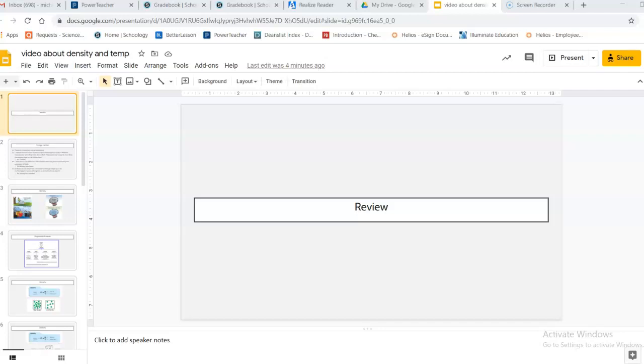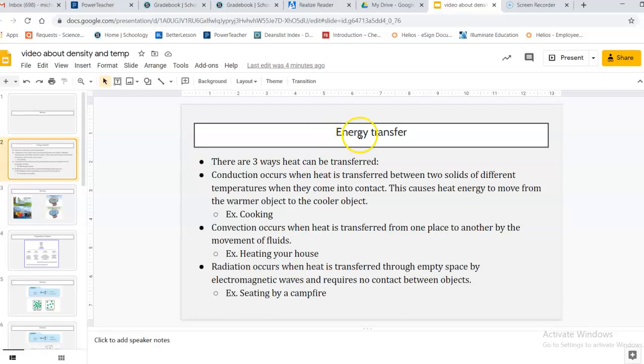In this video, I'll talk about density, temperature, and buoyancy. All right, before we begin, let's talk a little bit about energy transfer. From previous lessons, you learned that there were three types of energy transfer: conduction, convection, and radiation.